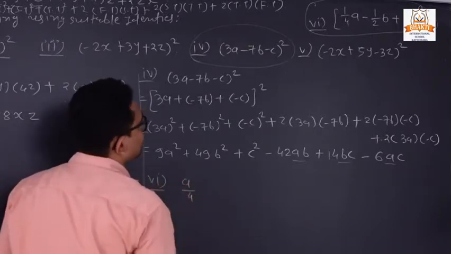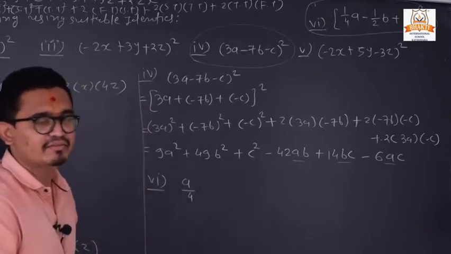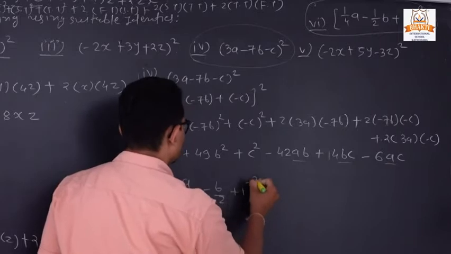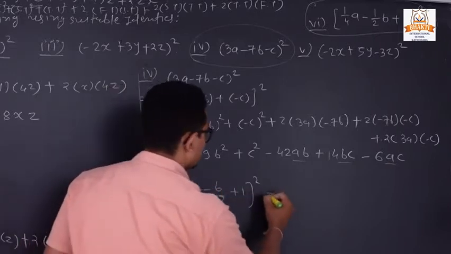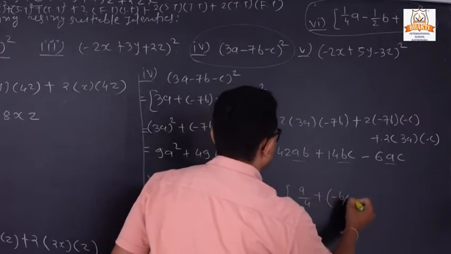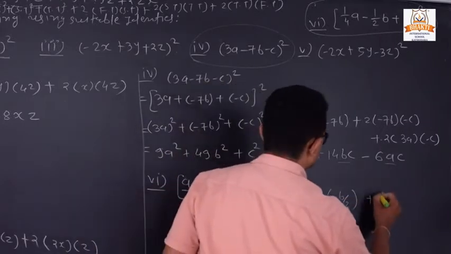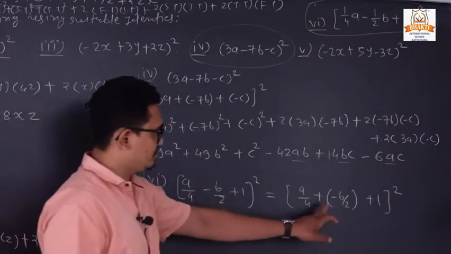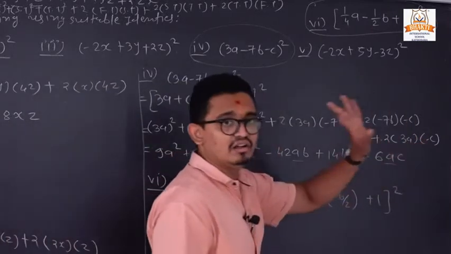a by 4, because 1 by 4a means a by 4. Then b by 2 plus 1 all square. So we can also write it like that: a by 4 plus minus b by 2 plus 1 all square. So x plus y plus z all square.